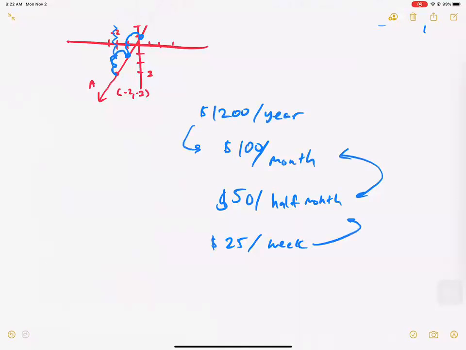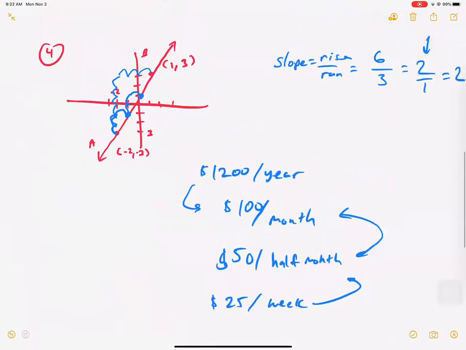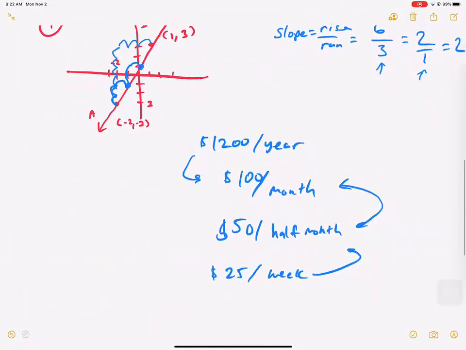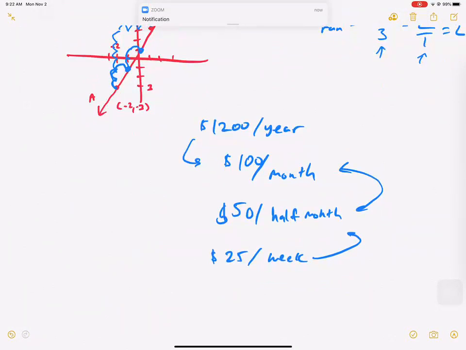So this idea of slope is about how much something changes. Remember, we're always comparing one thing to another. And as we do these comparisons, they actually overlap. 6 over 3 is actually the same as 2 over 1. $1,200 per year is the same as $100 per month, which is the same as $50 every half a month, or $25 every week.